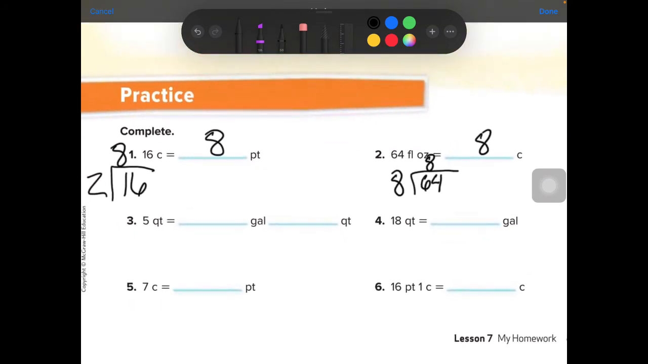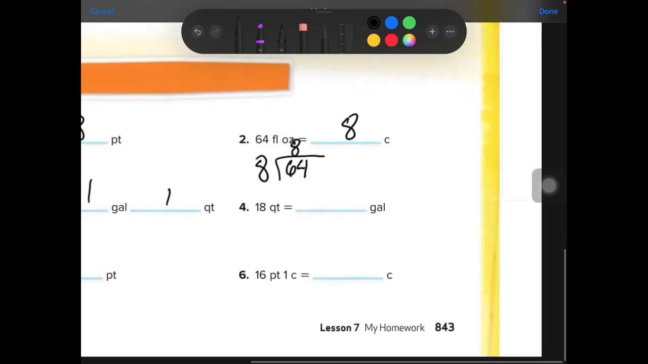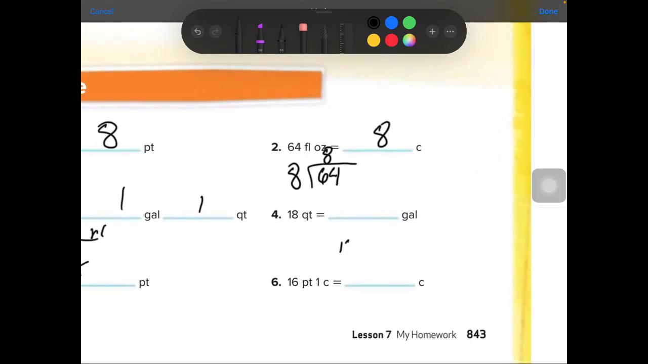Okay, number 5, we have 5 quarts equals how many gallons with how many quarts? So if I have 5 quarts, I know that 4 quarts equals 1 gallon. So 4 will go into 5 one time. Write that a little neater for you. With a remainder of 1 left over. 1 gallon with 1 quart left over.